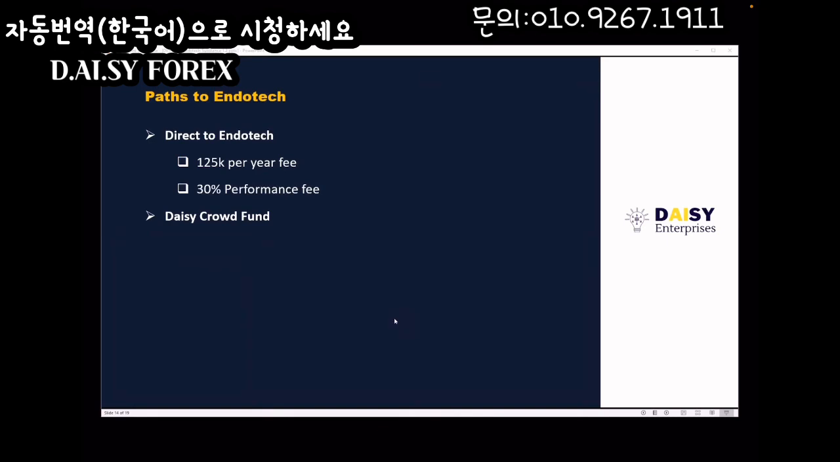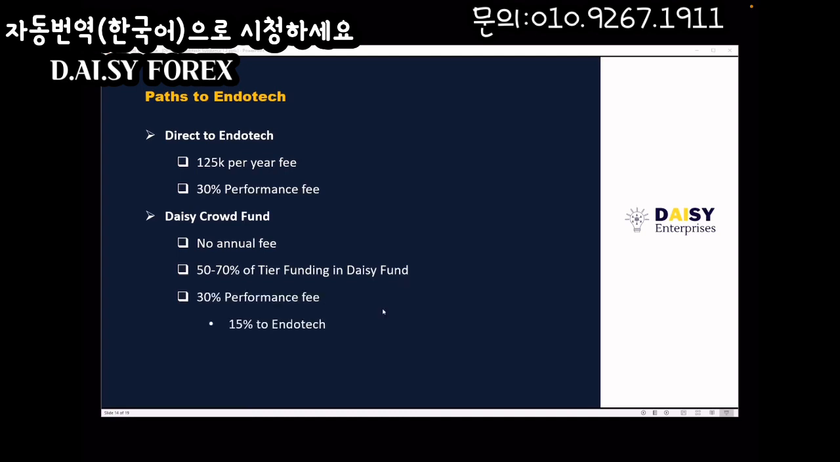You have the Daisy Crowd option, the Daisy Crowd fund. There is no annual fee. 50 to 70% of your tier funding of the day goes into the Daisy fund for your benefit. There is a 30% performance fee. 15% of that goes to ENDOTECH and 15% goes to the Daisy Crowd pay plan. But in effect, 70% of what that fund makes comes back to you.